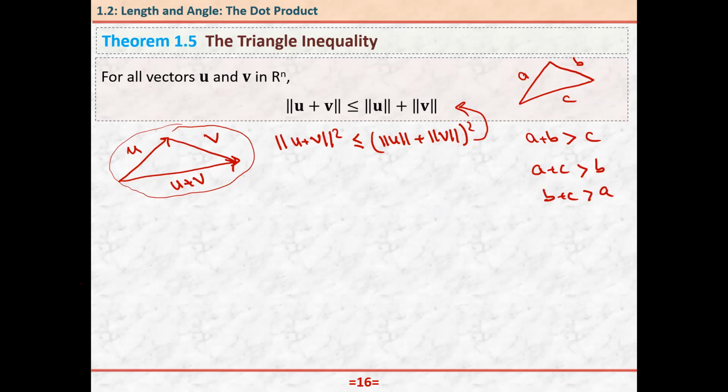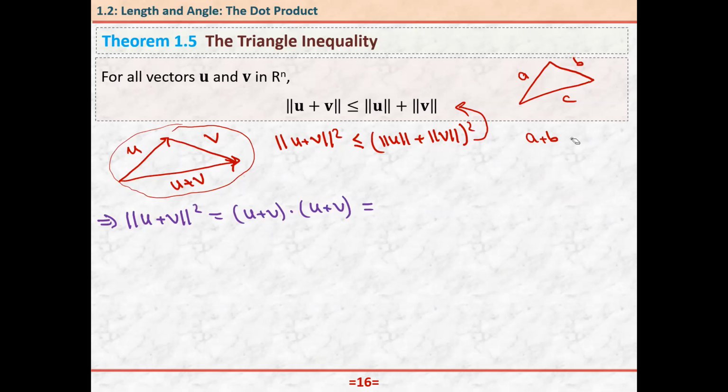So using this fact, let's use purple here. How do you prove this? Starting from the left-hand side, we have the norm of U plus V squared. By definition, what does it mean? That is just U plus V dot U plus V, right? And we have already proved this in the example, if you remember. That is equal to, actually, I don't need this. Let me just delete this. It's just a distraction.